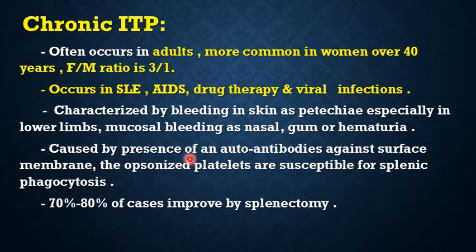It is due to autoantibody against the surface membrane. The opsonized platelets are susceptible to splenic phagocytosis. So a platelet with antibody will be plucked out by the macrophages in the spleen, then it will be destroyed. 70 to 80% resolve or improve after splenectomy.